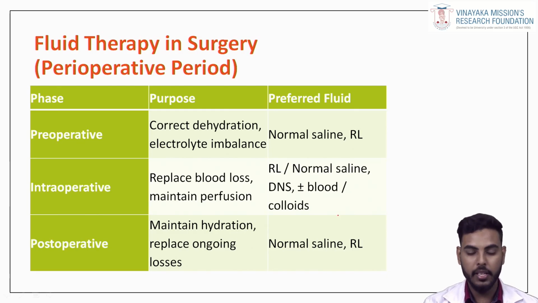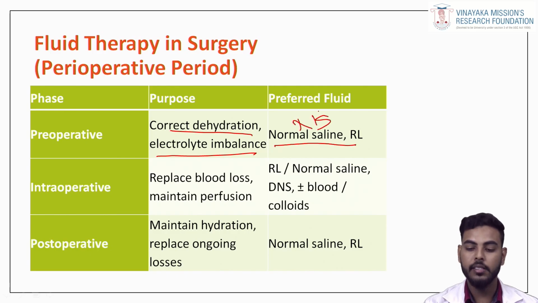In the preoperative phase, we have to correct the dehydration and electrolyte imbalances. So mainly the patient will be dehydrated. Why? Because the patient is under NPO conditions, and there will be electrolyte imbalance also. It may be any kind of natremias or kalemia or calcemias. So at that time we will be using the NS and RL, that is normal saline and Ringer's lactate solution in the preoperative period.